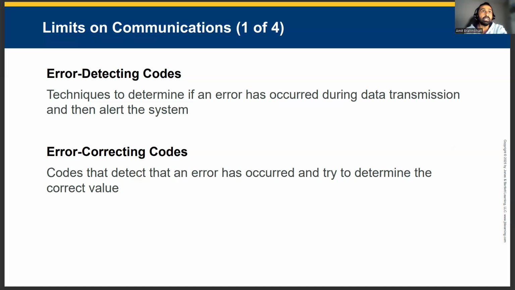Error detection and correction. This slide introduces challenges of communication reliability. When data travels across networks, cables, storage devices, or wireless signals, errors can occur due to noise, interference, or hardware issues. To combat this, computers use error detecting codes, which identify when data has been corrupted, and error correcting codes, which go a step further by attempting to reconstruct the original data.